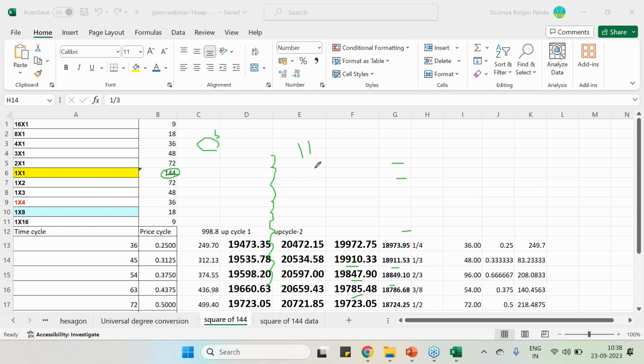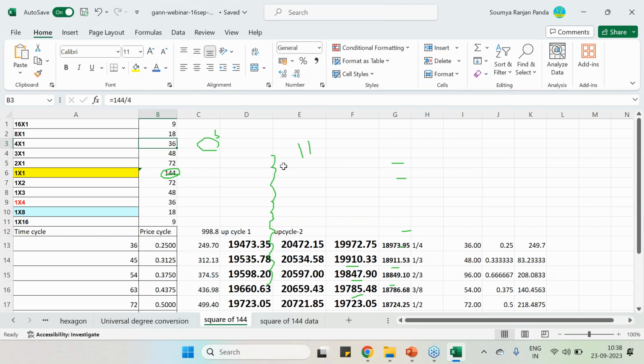10 trend lines present. So Jupiter hour is 10. Here too we can get the time cycle: 9, 18, 36, 45, 72. How has it come? By dividing 144 by 16, 144 by 8. So here too 8, so 36. These are the numbers.